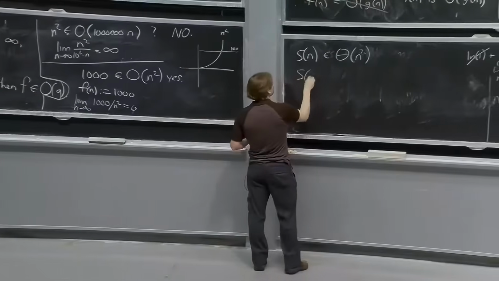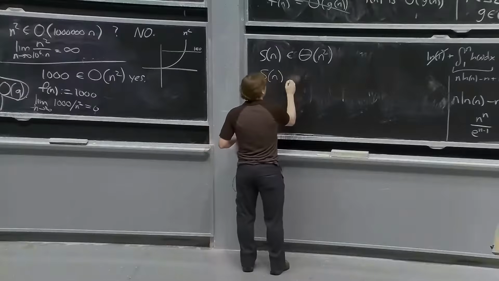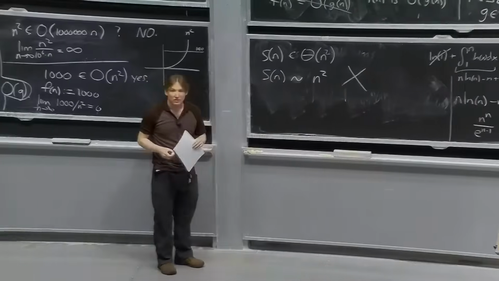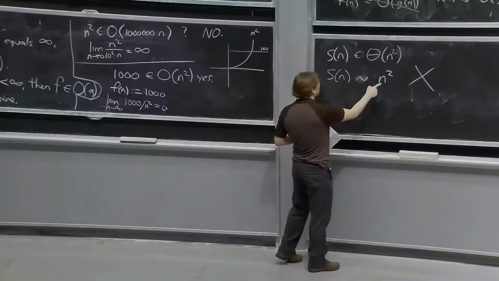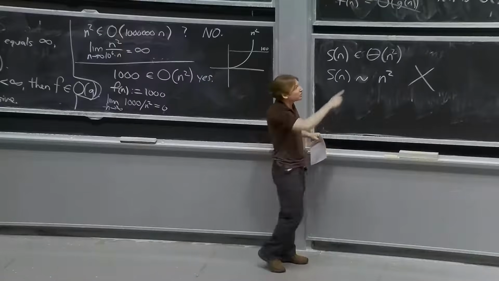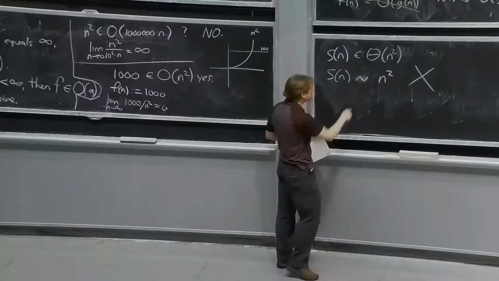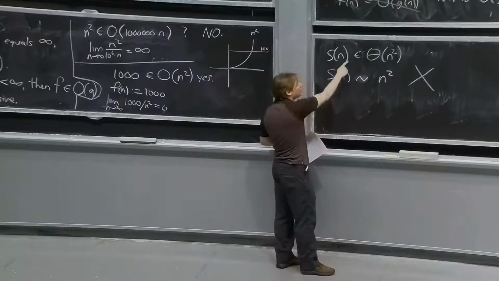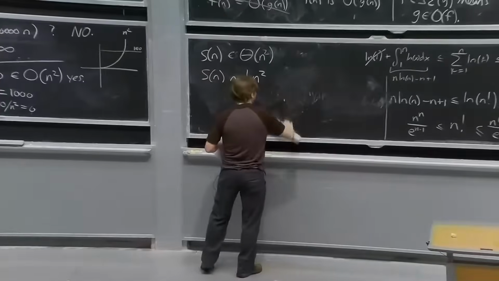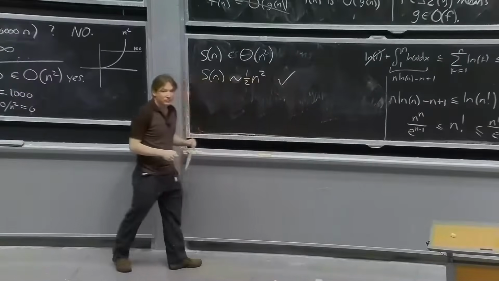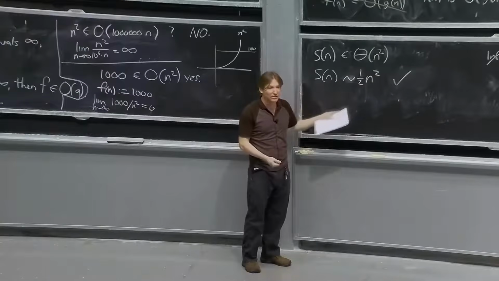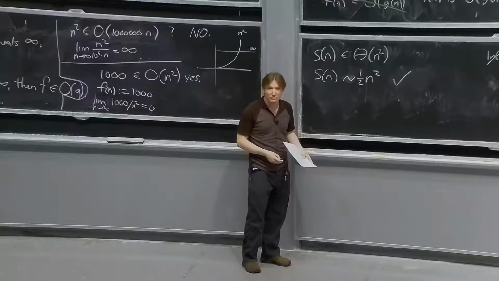What's not true is that S of n is asymptotically equivalent to n squared. This is false, because if you take this and divide by that and take the limit, you get 2, not 1. That n squared over 2 matters. So this cares what that constant factor is. This doesn't. This would be a true statement if you put the 1/2 in there. So the asymptotic equivalence does single out that constant factor, whereas theta ignores that constant factor.